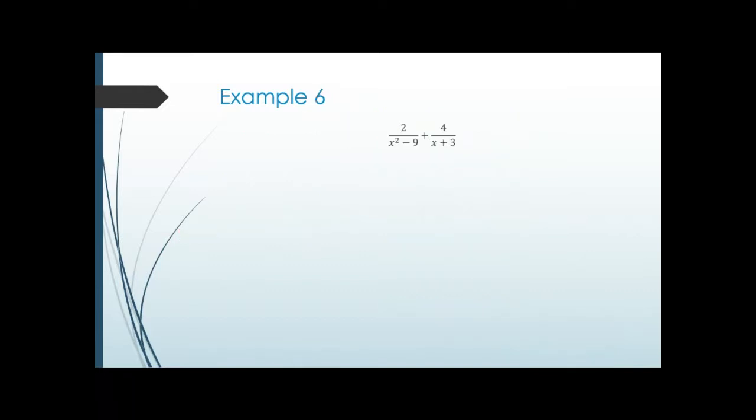Okay, so now my next example, I have 2 over x squared minus 9 plus 4 over x plus 3. So in this case, if you have anything that is squared in your denominator, that means you need to factor. And so it's not simplified, we need to factor. And we have to factor the x squared minus 9 part.